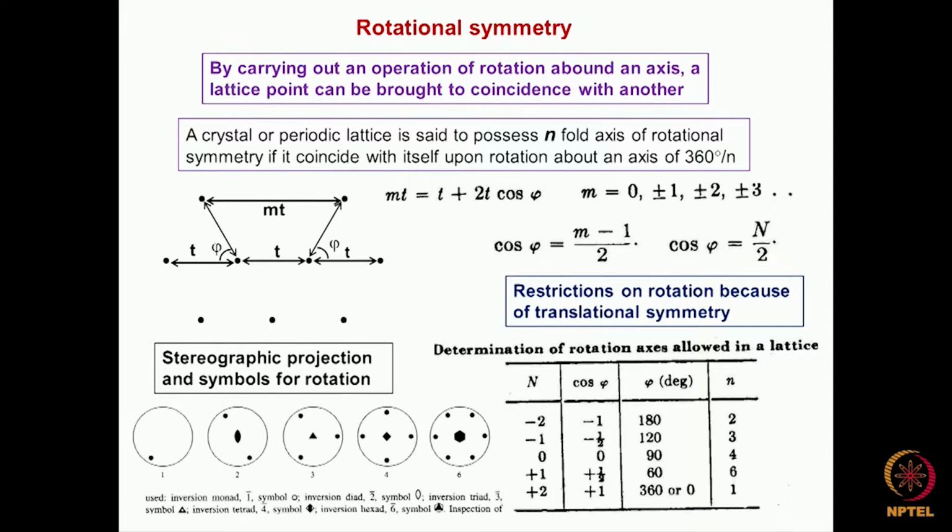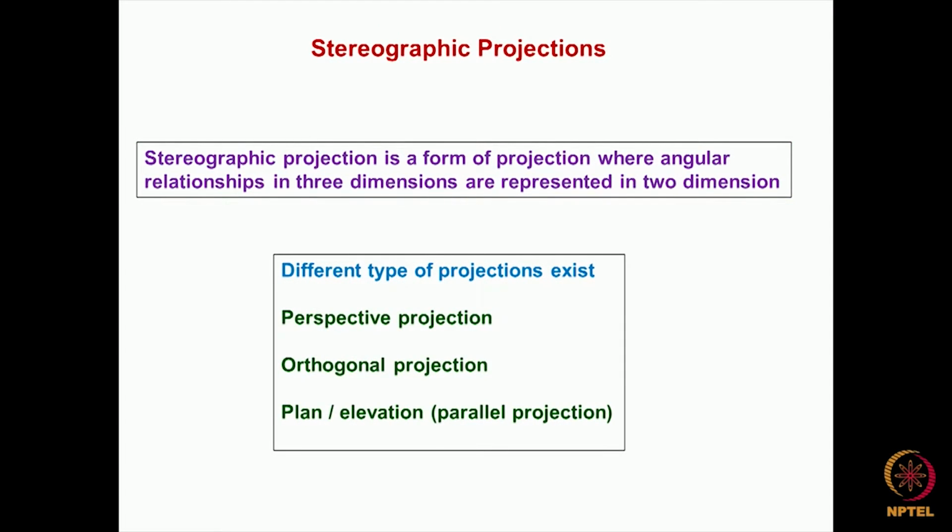About the rotational symmetry, I had already explained how rotation consistent with translation puts some restrictions on the type of rotations which are possible. I will not go into the detail, but in this slide what I had shown is how they are represented on the stereographic projection. I had just given a brief idea without going into detail about the stereographic projection, but I will do it now: what stereographic projection is, and how important it is.